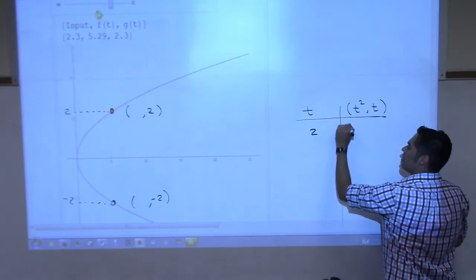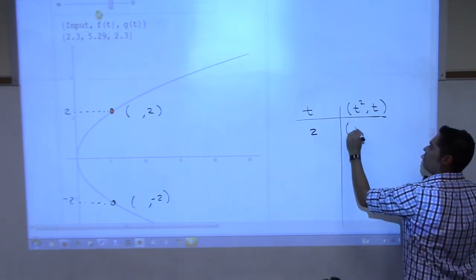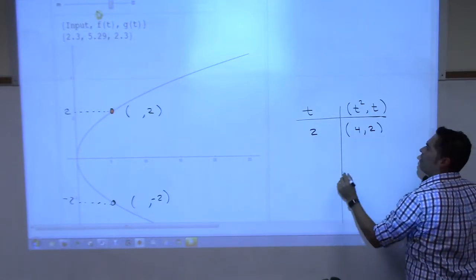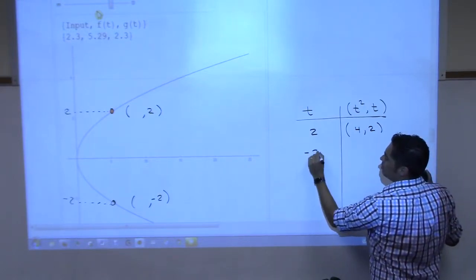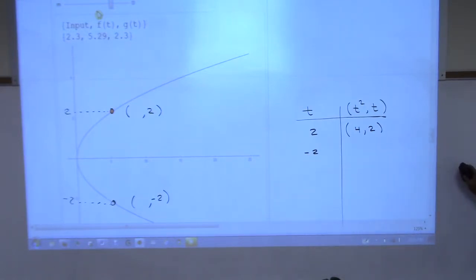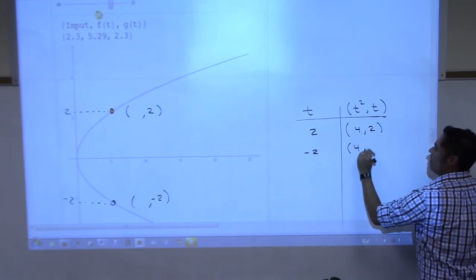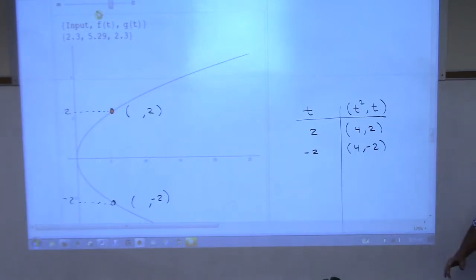2. And what's it going to spit out? 4, 2. And then if we plug in negative 2, what do we get? 4 and negative 2, right? Understand that? Let's graph these 2 points.